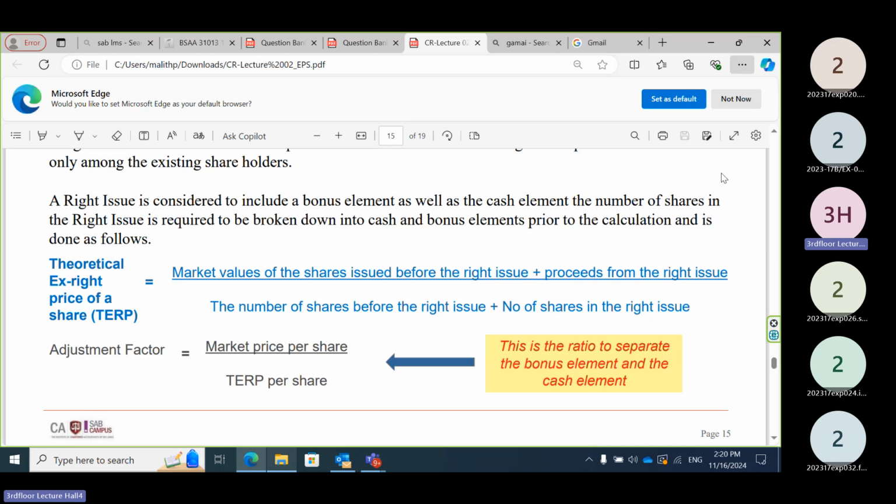According to the formula given, it equals the market value of the shares issued before the rights issue plus proceeds from the rights issue, divided by the number of shares before the rights issue and the issued shares.